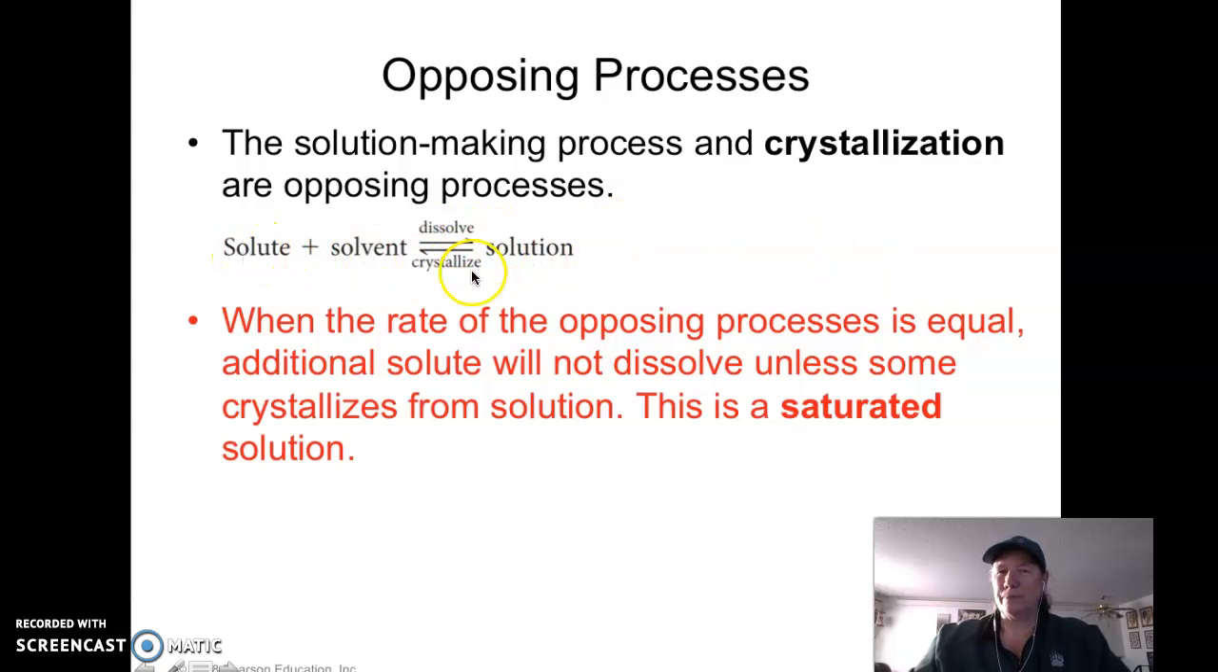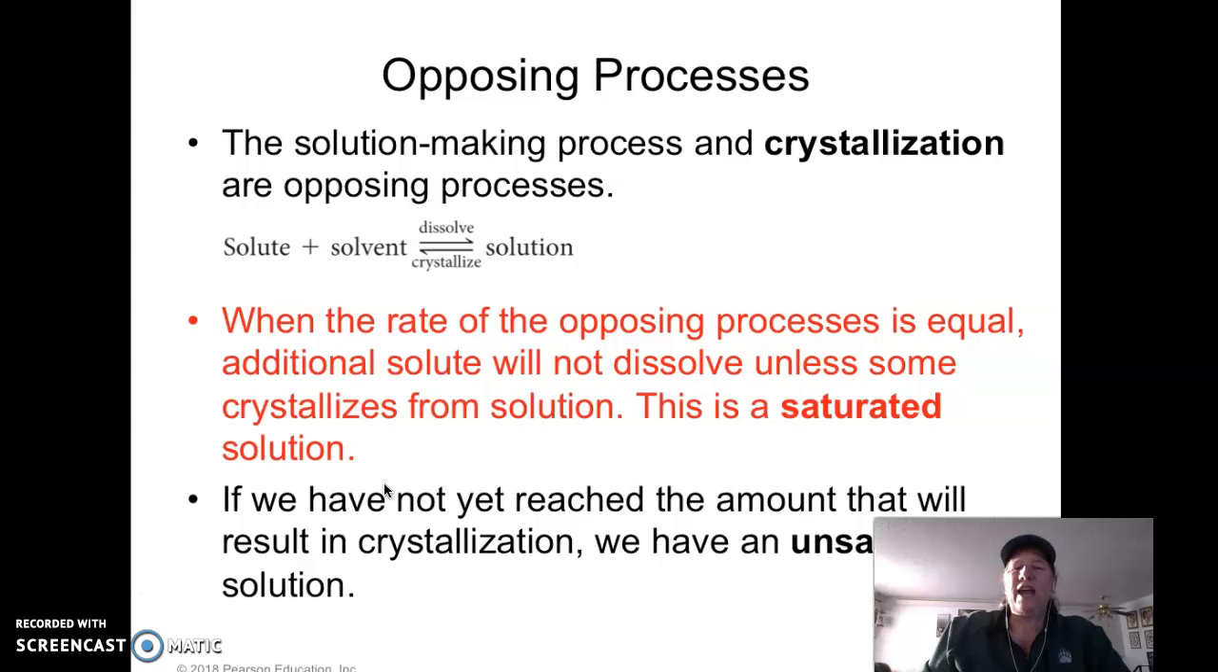This is at equilibrium. If you add more solute, you're going to upset the equilibrium and it's not going to dissolve anymore. So when the rates of the opposing processes, dissolving and crystallizing, are equal, okay, if you add any more crystals, it won't dissolve. This is a saturated solution. It has taken all it can and you can't add any more to it.